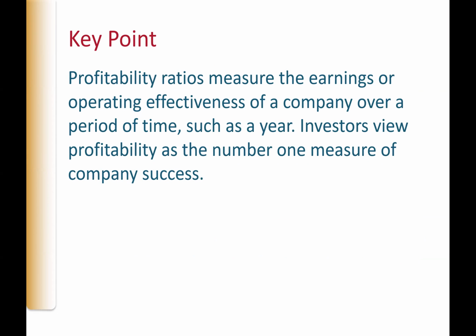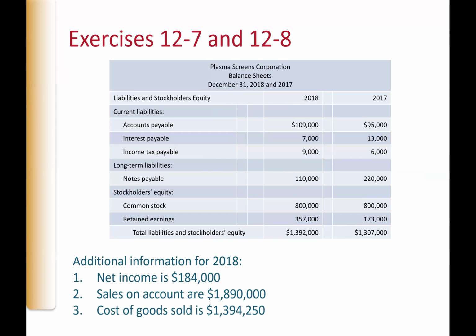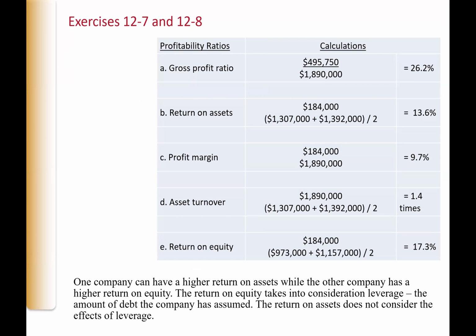These profitability ratios measure the earnings or the operating effectiveness of a company. Investors view profitability as the number one measure of a company's success. Remember that, guys. Huge. Those profitability ratios are really what drive investors. So again, we look at an exercise and have this information. We can then come up with various ratios. Okay.